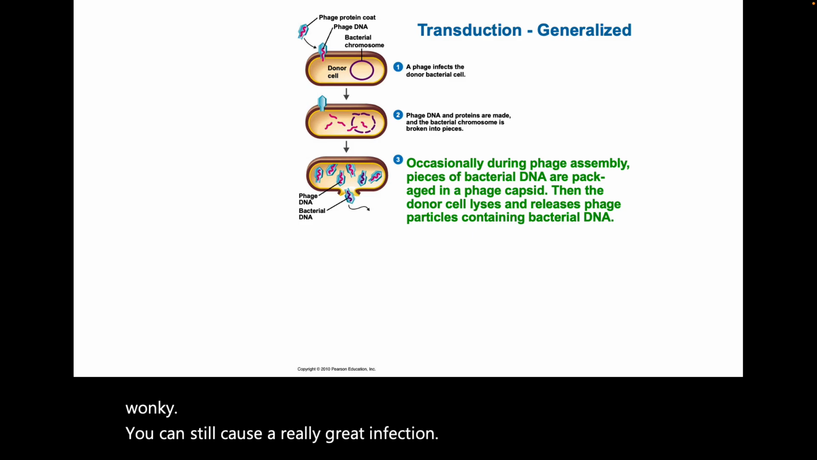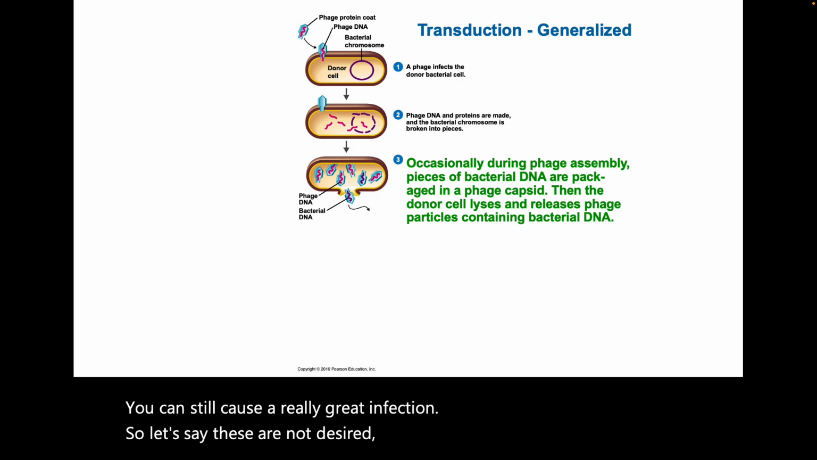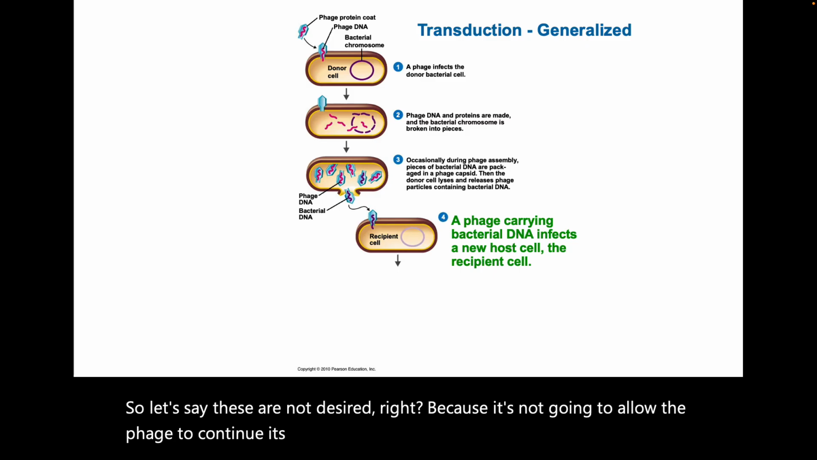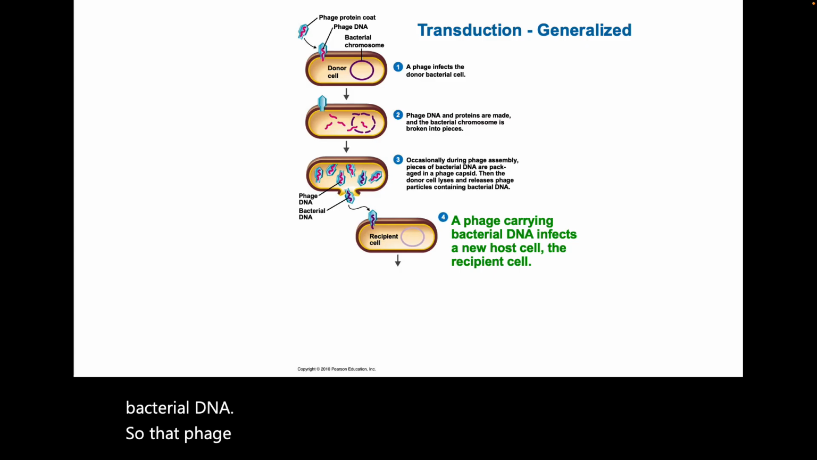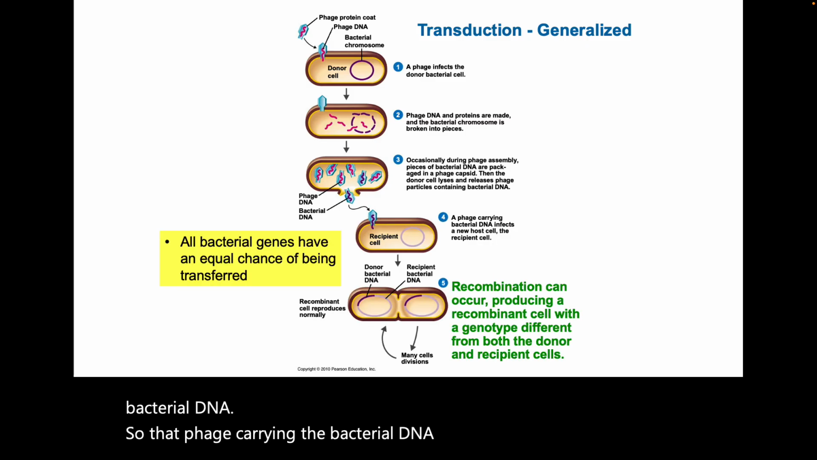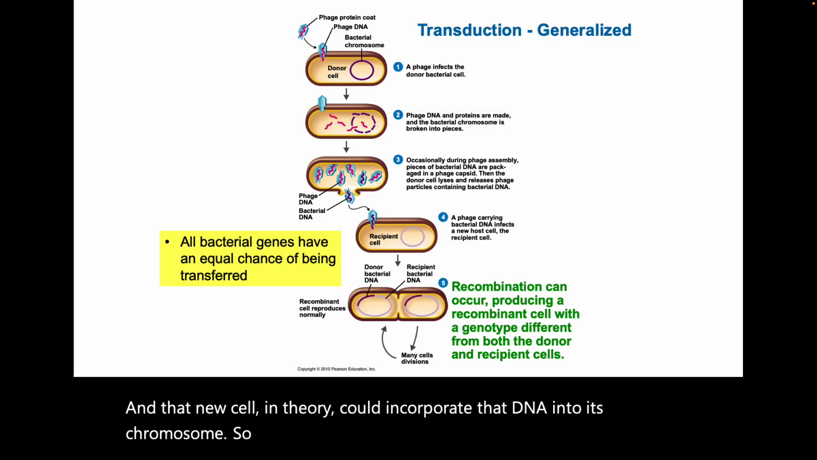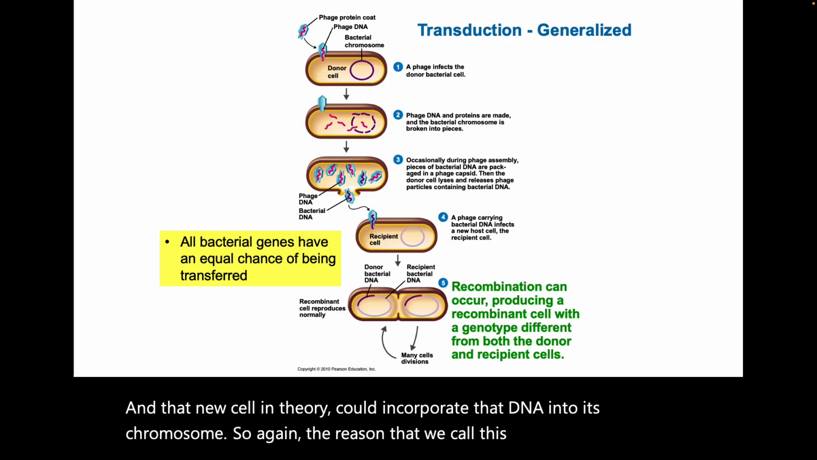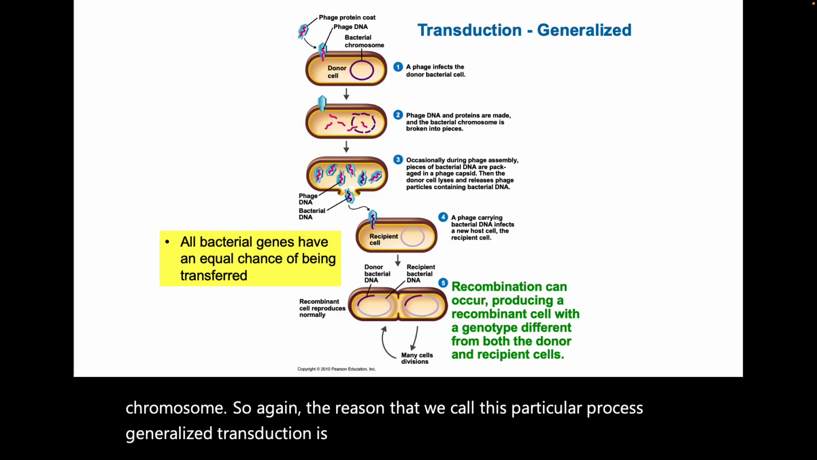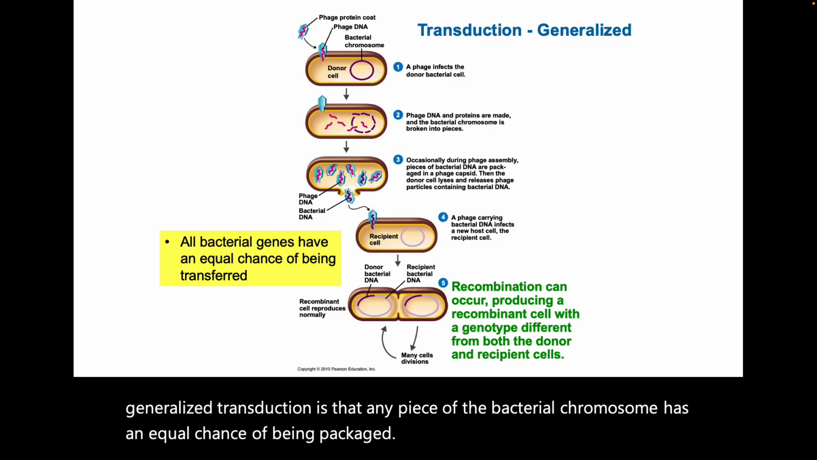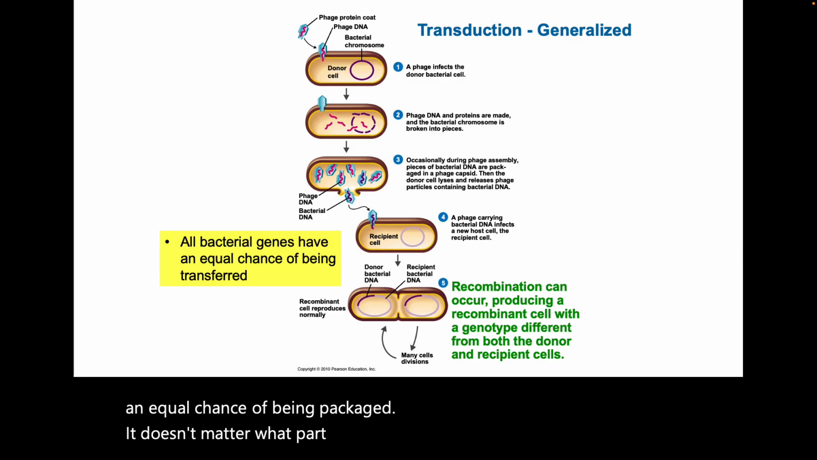So let's say these are not desired, right? Because it's not going to allow the phage to continue its cycle. This phage is a dead end because it only has bacterial DNA. So that phage carrying the bacterial DNA infects the new host cell, and that new cell, in theory, could incorporate that DNA into its chromosome. So again, the reason that we call this particular process generalized transduction is that any piece of the bacterial chromosome has an equal chance of being packaged. It doesn't matter what part of the chromosome it is, everybody's got a chance. So it could be any gene.